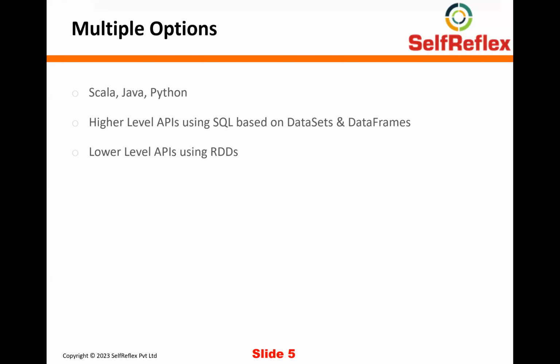Now, when it comes to using Spark for writing your applications, there are multiple options that you have. In terms of coding language, Spark jobs can be written either in Scala or in Java or in Python. Scala is the best amongst them because Spark itself is written in Scala. Scala is a functional language.